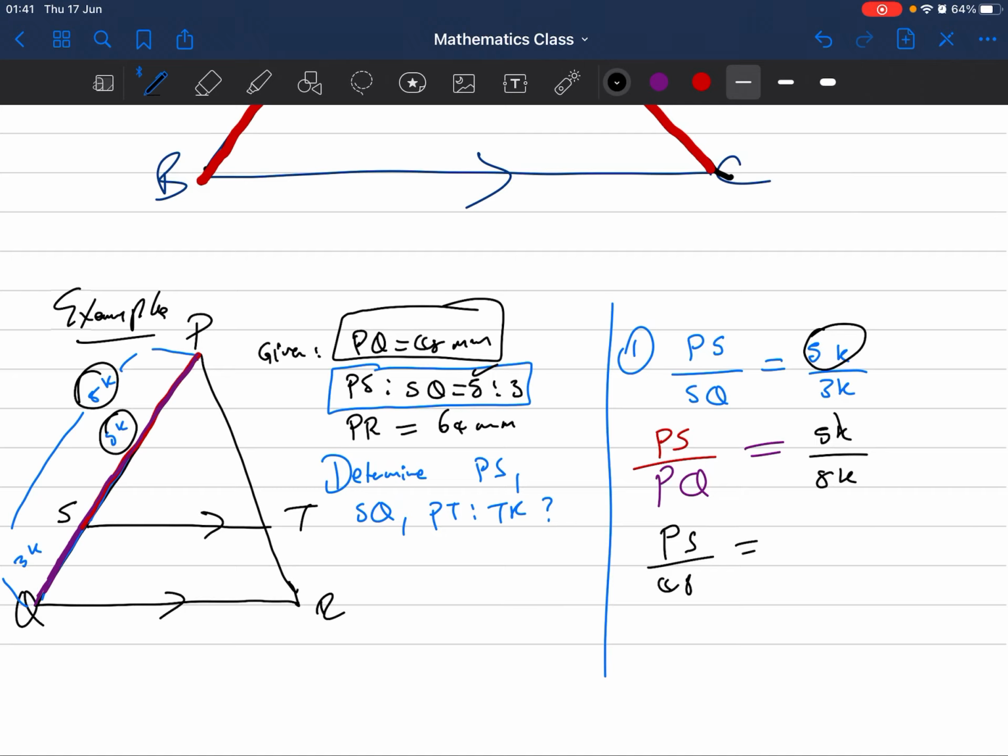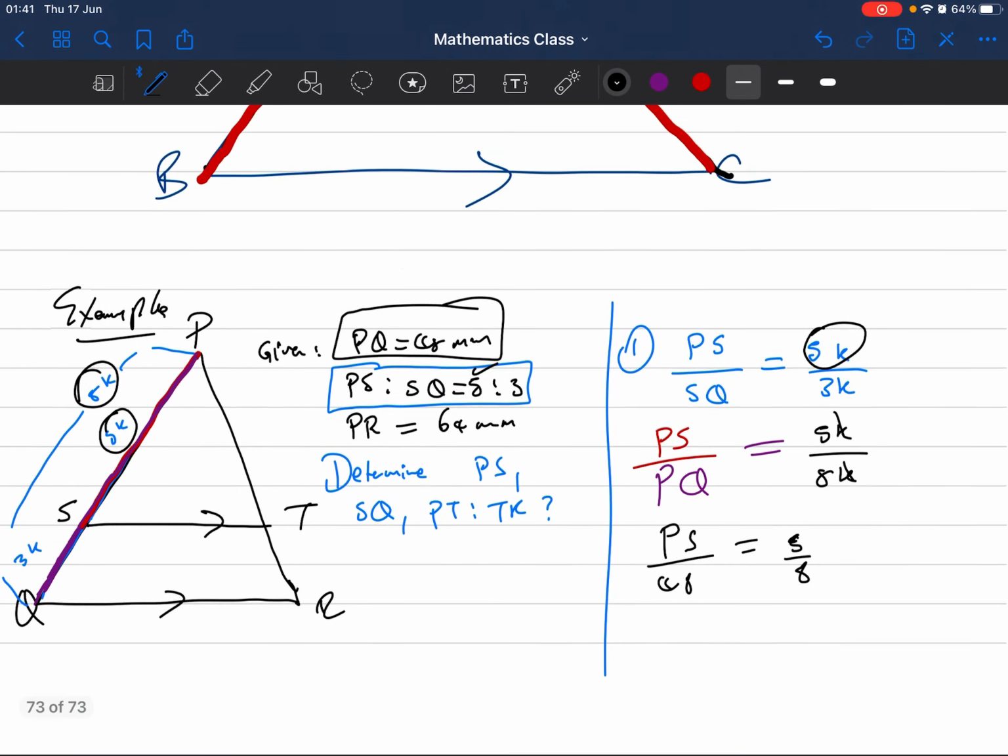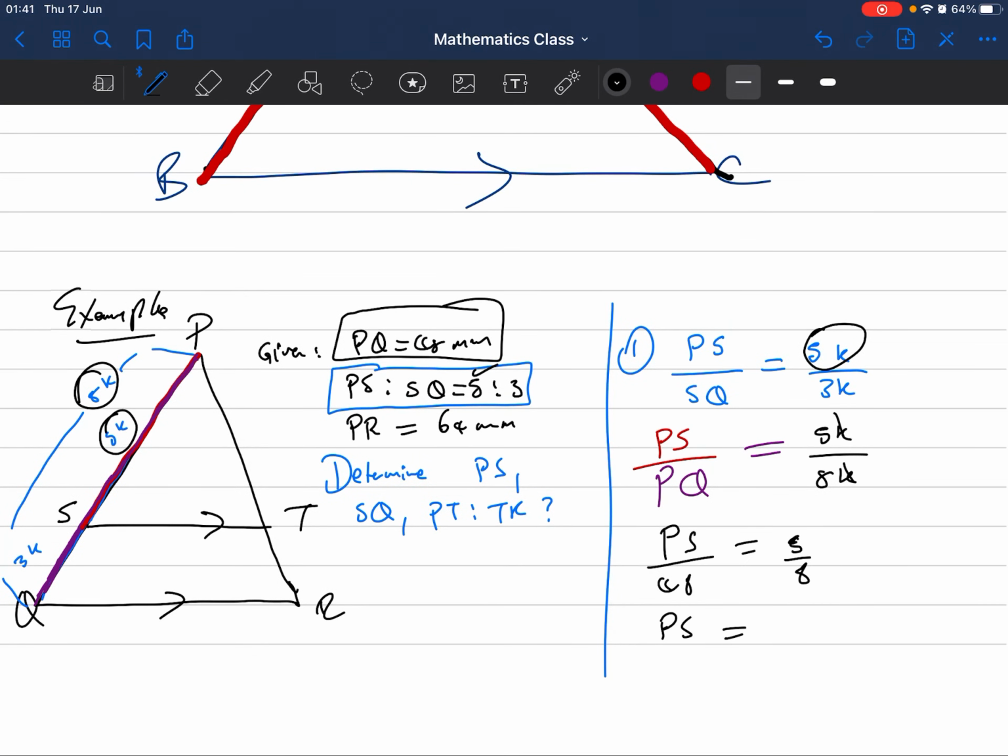5K over 8K, this K and K will cancel, so you have 5 over 8. So PS will be, cross multiply, 48 times 5 over 8. And 48 times 5 over 8 is 30 millimeters. So that's your value of PS.